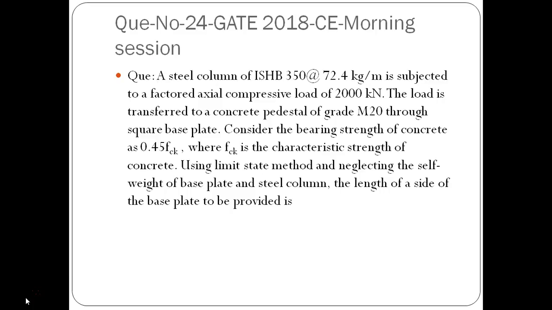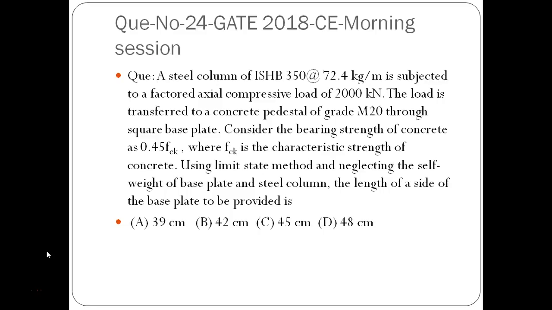Consider the bearing strength of the concrete as 0.45 FCK, where FCK is the characteristic strength of the concrete. So using limit state method and neglecting the self weight of the base plate and steel column, the length of a side of the base plate to be provided is equal to, and the options are given: 39 cm, 42 cm, 45 cm and 48 cm.